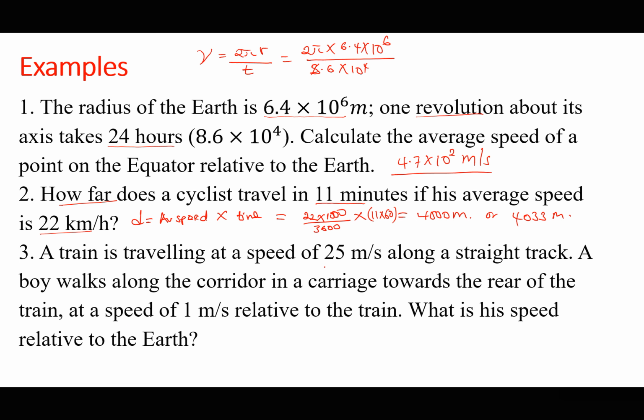A train is traveling at a speed of 25 meters per second along a straight track. A boy walks along the corridor in a carriage towards the rear of the train at a speed of 1 meter per second relative to the train. What is his speed relative to the earth? So the word relative means we subtract. So let's say the speed of the train is in that direction at 25 meters per second. A boy walks along the corridor in the carriage towards the rear of the train.